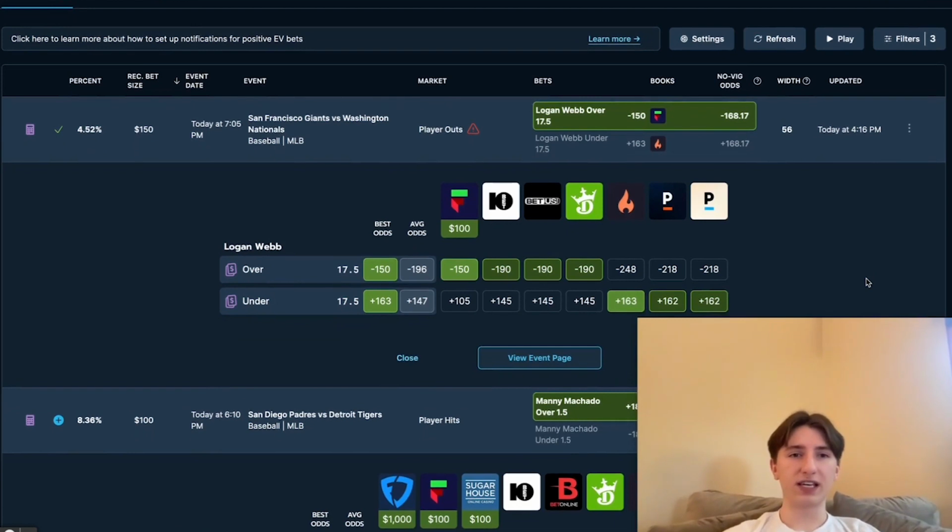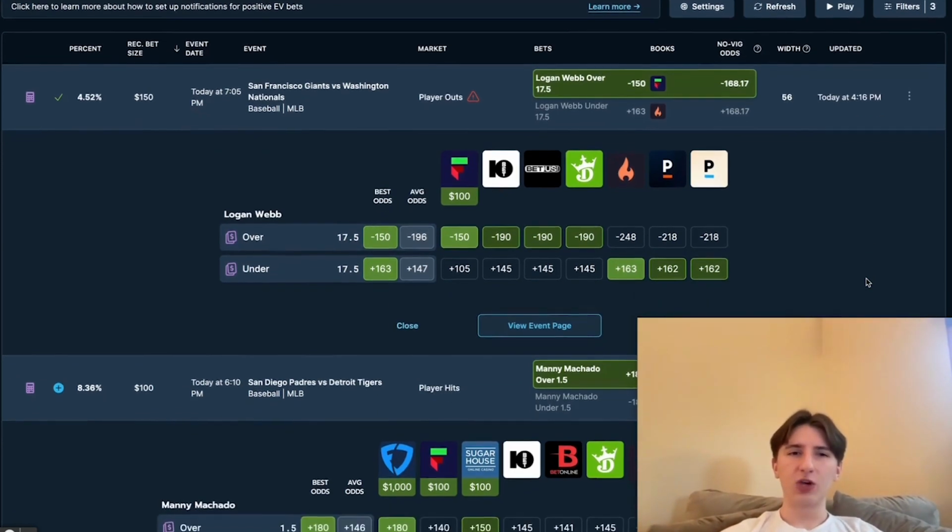A great example is here, looking at the Giants versus Nationals game later tonight at Logan Webb's total pitching outs line. You can see him to pitch over 17.5 outs, or all the way through the 6th inning, is favored at minus 190 on 3 different books and minus 200 on the other 3 options here. It's important to note here that 10bet and DraftKings are really the same, as well as Pinnacle and Penny, but regardless, we have 4 sportsbooks to take data from here, and all of them place Logan Webb to go over 17.5 outs at around minus 200.